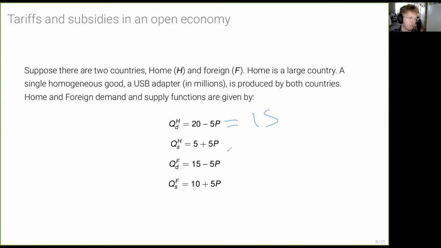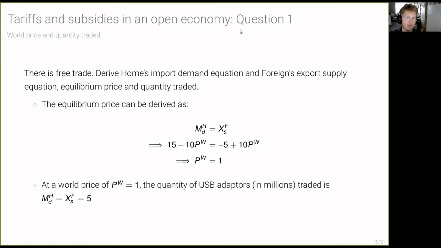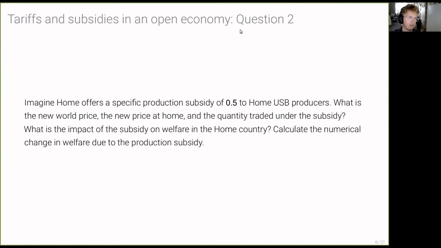So, the quantity demanded at home is going to be 15, the quantity supplied at home is going to be 10. The quantity demanded in foreign is going to be 10. The quantity supplied in foreign is going to be 15. And so you can note that you can also figure out the specific values for production and supply with world prices. So moving on to question two.